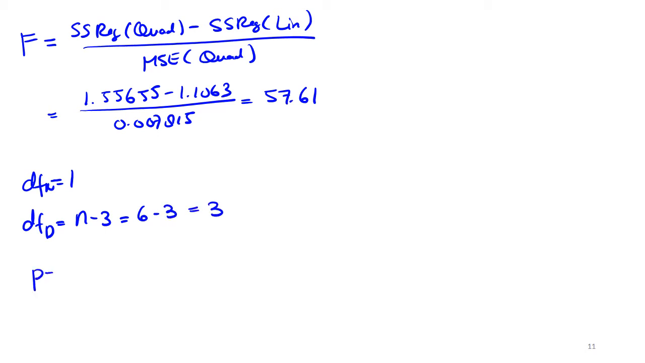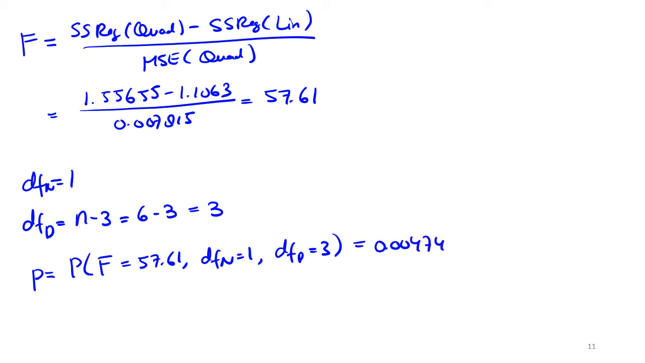The p-value, for 5% significance level, this p-value is less than 0.05. So the quadratic curve is significantly better fit than the linear curve.